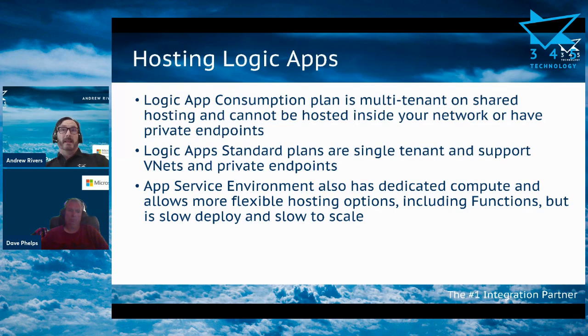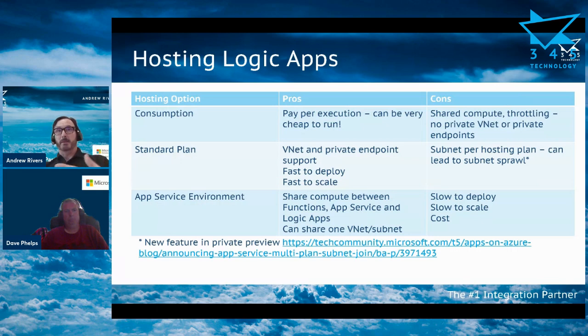And we find that at least 80% of the time, the standard plan is what suits people the best. But if we move on to the next slide with the pros and cons of each of those, why would you use consumption? You don't have any cost other than you just pay per execution, so it can be very cheap. If you've just got some things that don't need to run in your network, and just need to trigger off now and again, that can be very cheap.